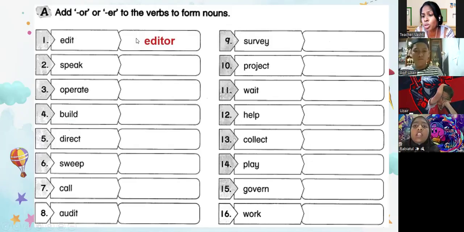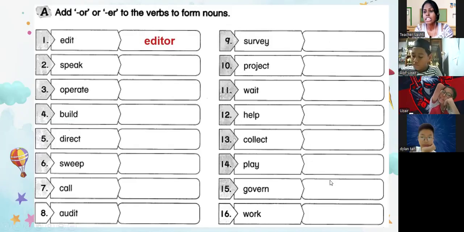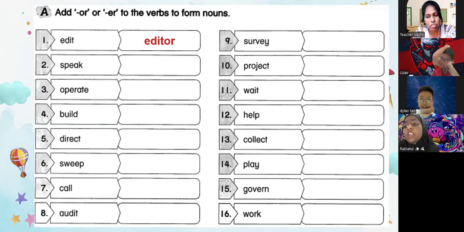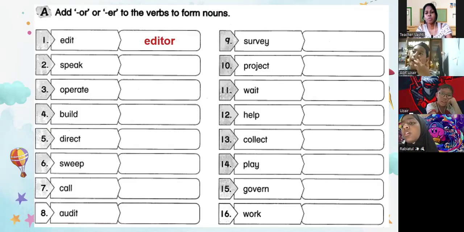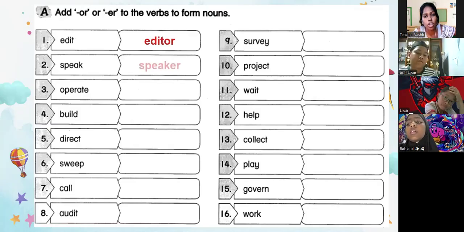How about number 2? Speaker. ER. Speaker, E-R. Why don't you want to add O-R? Because it ends with A-K. Because it's not in the song. Okay, because it's not in the song.